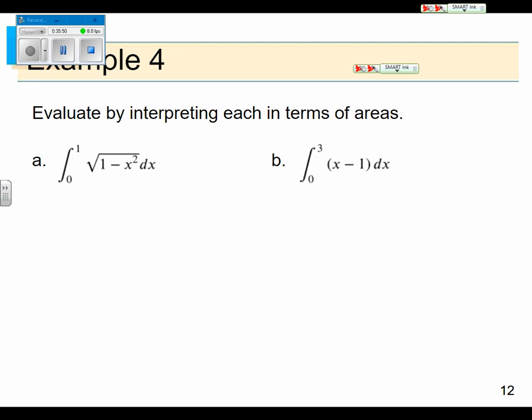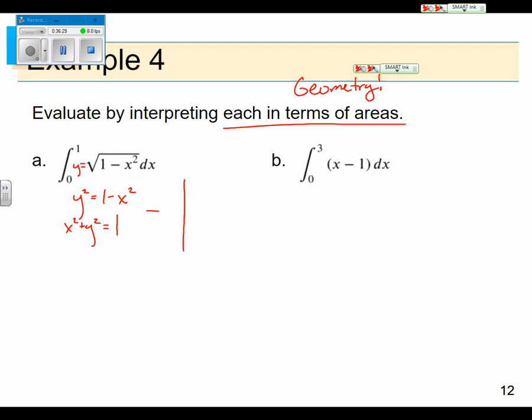And so it says evaluate by interpreting each in terms of areas. Whenever you see this, we are going straight geometry on this. So I want you to think back to your geometry days. And so what we're looking at on this, if I was to actually just set this equal to y, I could square both sides, and I get 1 minus x squared. I could add x squared to both sides. And I get x squared plus y squared equals 1.